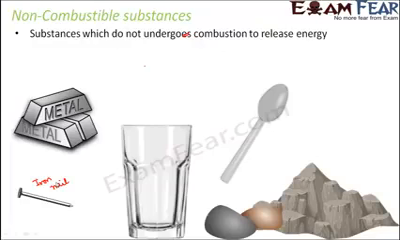Similarly, you take the example of glass. Glass also does not burn. Take the example of steel. Steel also contains a metal, so steel also doesn't burn. You take examples of stones, rocks. So they are all examples of non-combustible substances. You think of any of these substances and you will be able to find that they do not burn easily to release heat. So that is why they are categorized as non-combustible substances.